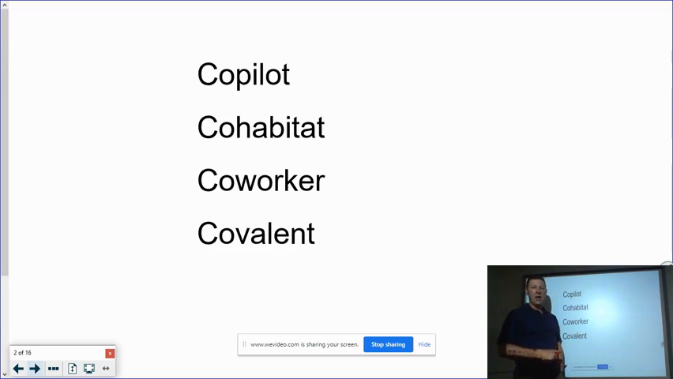Cohabitate, that means to live with someone else. Co-worker, someone you work with. Covalent, that's a chemistry term. So in all these, you're sharing some kind of duty, sharing something. And we're going to share valent or valences.